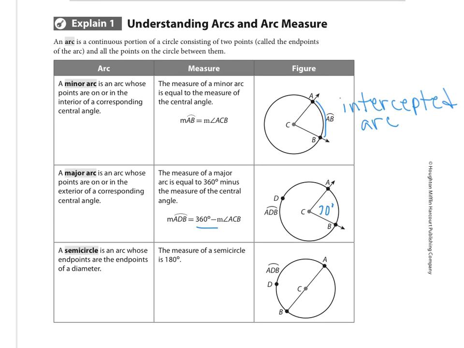And then just a really quick definition here, a semicircle is an arc whose endpoints are the endpoints of a diameter. It's half of a circle. And so its measure is half of the full 360 for the circle, which is 180.